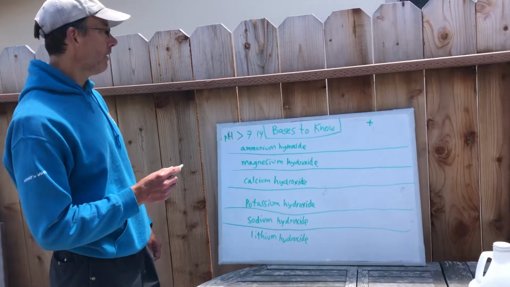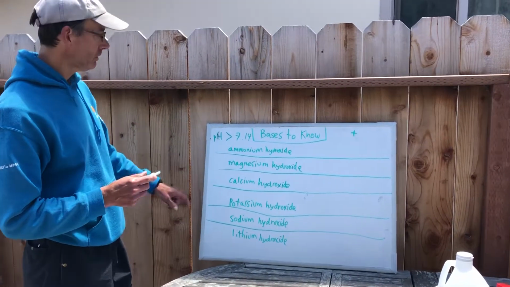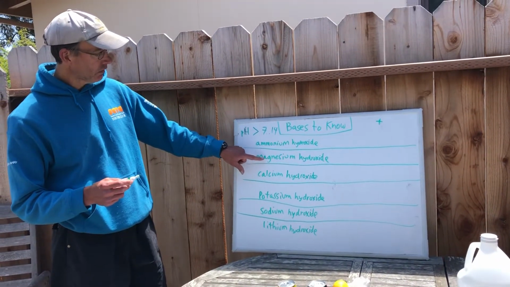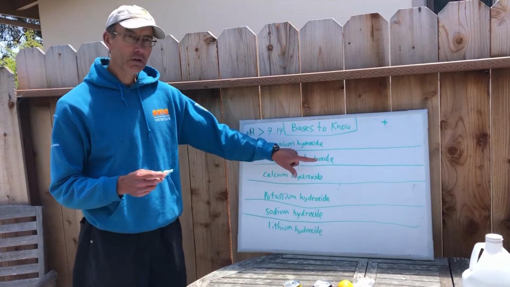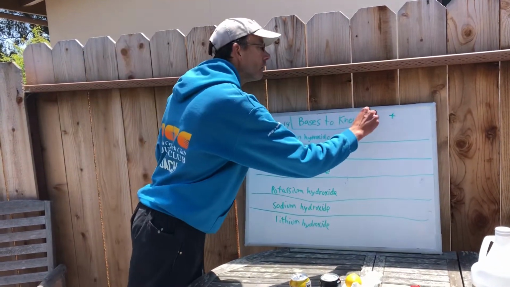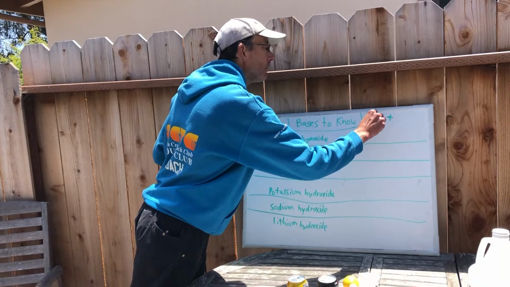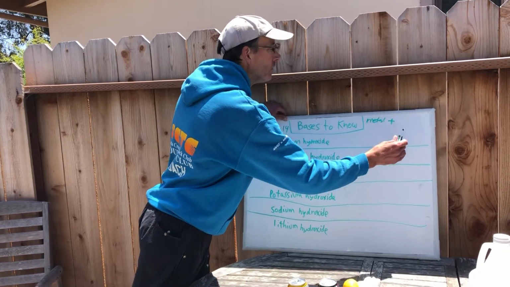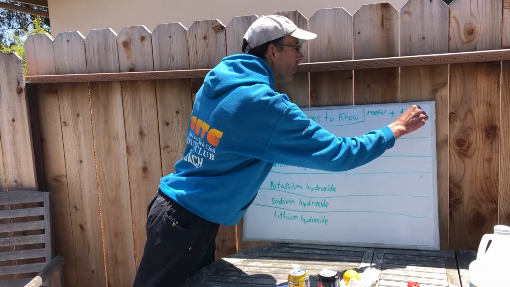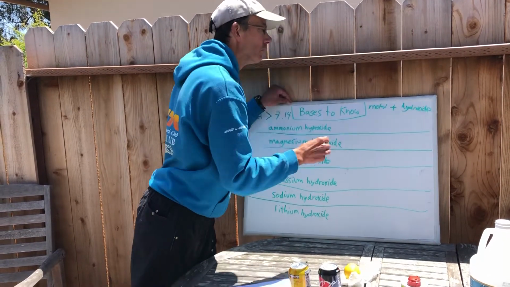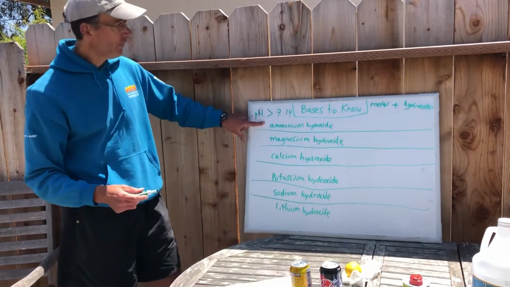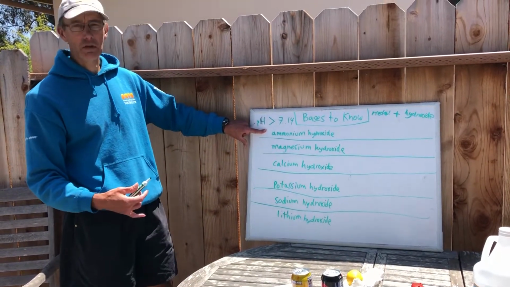But also, most bases tend to have metal in the name and then hydroxide. Metal hydroxide. So the general formula might be metal hydroxide. You might notice that there's one exception here. Ammonium is not a metal, but it acts like a metal.